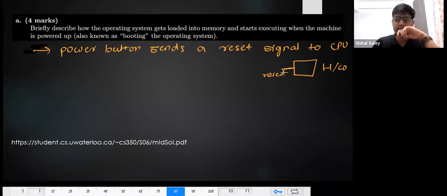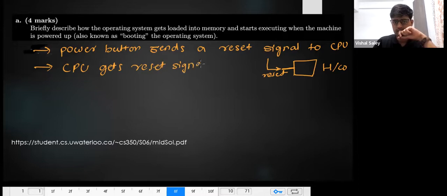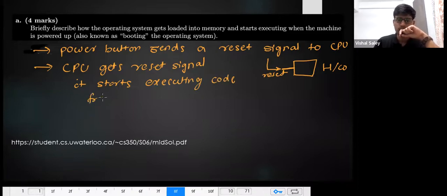I don't know about recent computer architectures, but in legacy systems the old CPUs used to have this reset pin, right? So whenever you press the power button, a signal goes onto this reset pin. It's kind of like a reset interrupt. Whenever the CPU gets a reset signal, it starts executing code from a fixed memory location.